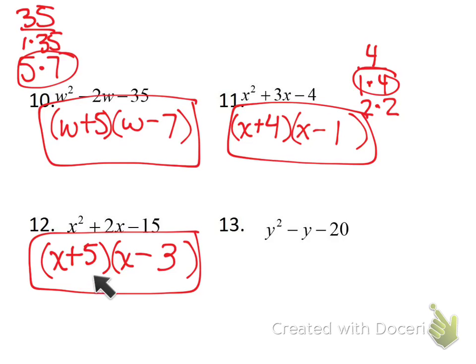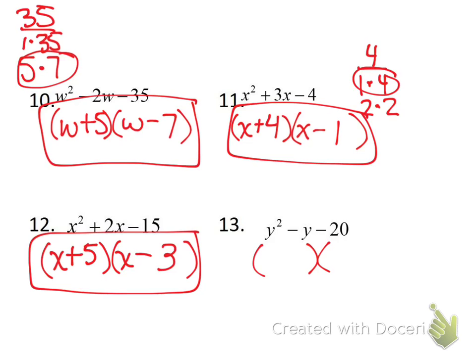Again, it doesn't hurt to double check. Positive 5 minus 3 is a positive 2. Okay. Number 13.